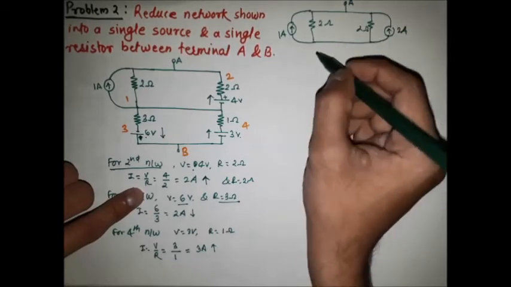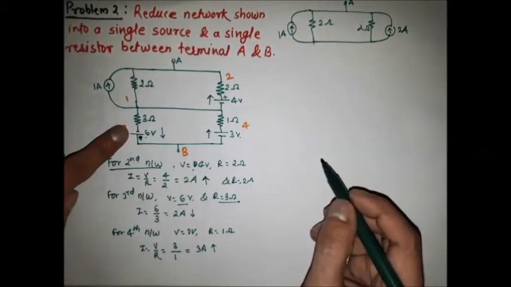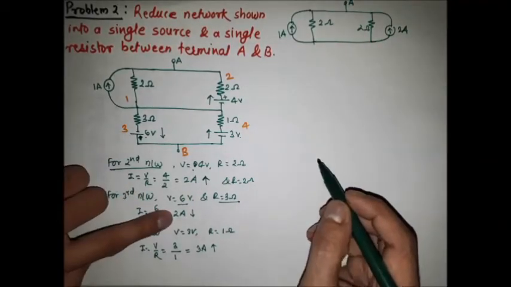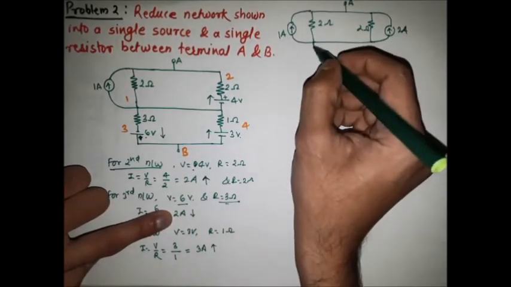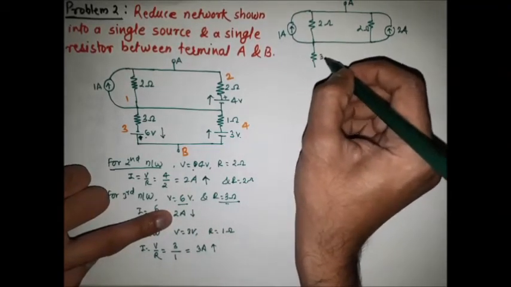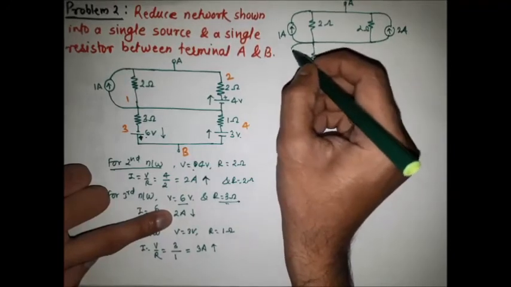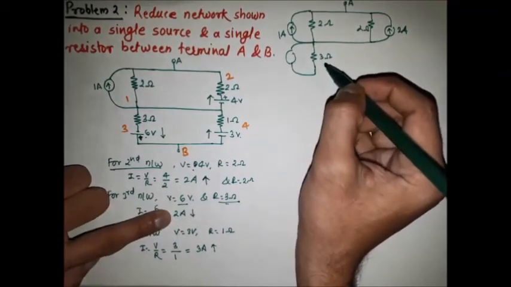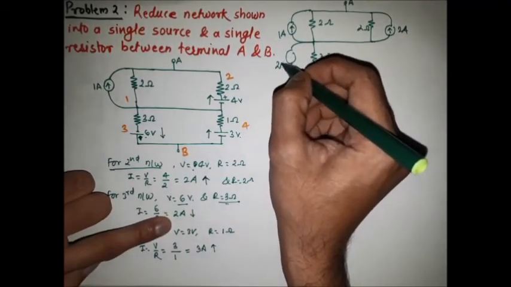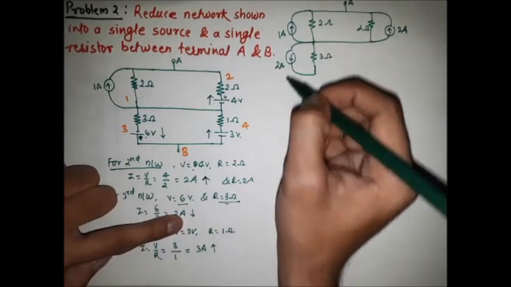This is the A terminal. Now for this third network we are replacing it like this. Current is equal to 2 ampere and the resistance is 3 ohm. So simply the resistance is 3 ohm and the current is 2 ampere, but the direction is downward.